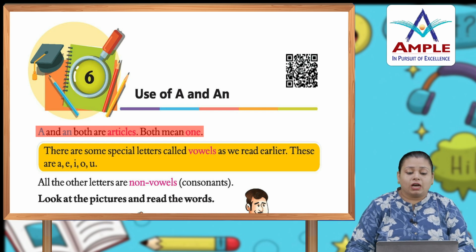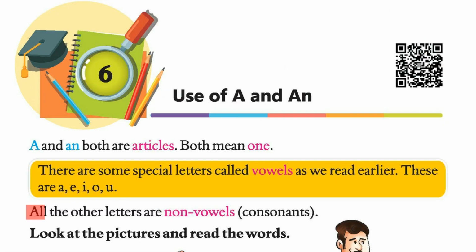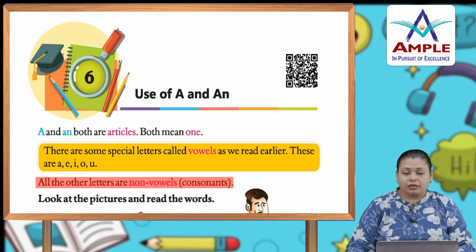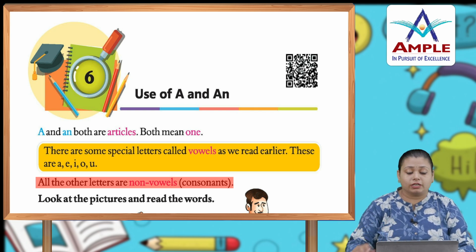Now there are some special letters called vowels, as we read earlier. These are a, e, i, o, u. All the other letters are non-vowels, they are consonants. We have already learned in our previous chapter that in 26 alphabets we have 5 vowels and 21 consonants. They are not vowels, that is why they are called consonants.